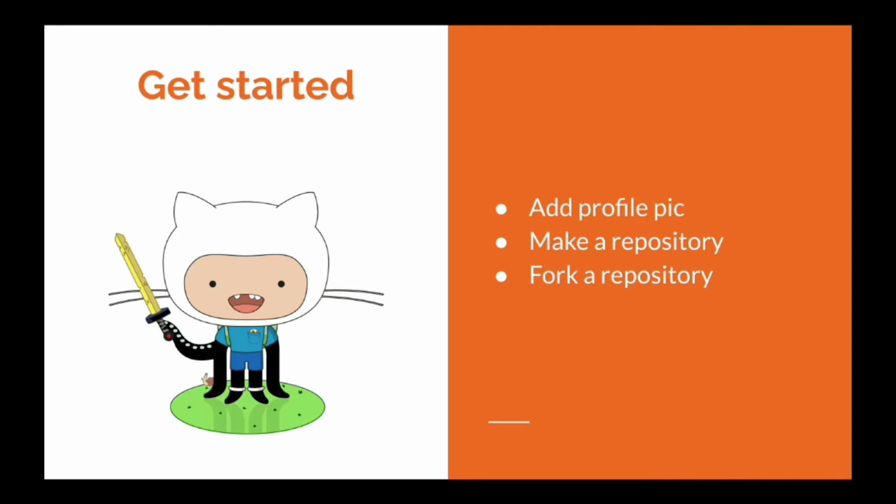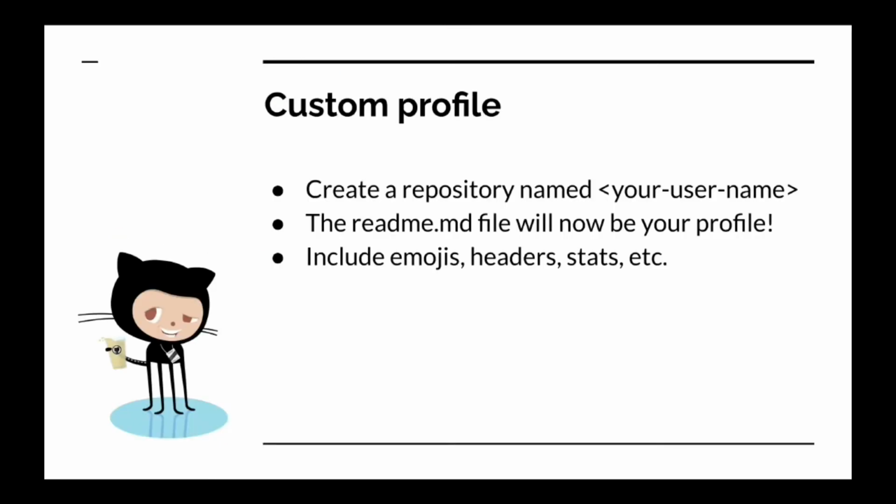So you want to add a profile pic, make your first repository. You can just play around with the text file if you want. You can fork a repository. And one tip is to add a custom profile. So create a repository named your username on GitHub. Mine is Carolyn K. And if you make a repository with that same name, the README file will now be your new profile. And you can include emojis and headers and stats, and it looks a lot nicer.